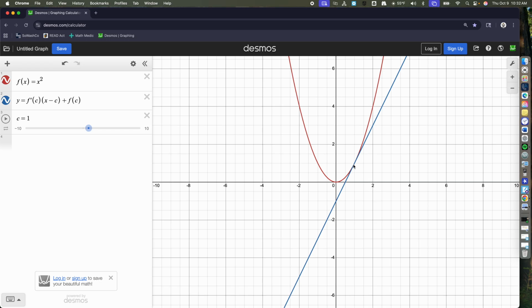So I currently have this set to show the tangent line at x equals 1. And on a parabola, the slope at x equals 1 is 2. And that's what this line is showing you. It's showing you a slope of 2. And so the way tangent lines work is they will touch the graph at exactly one spot only, and they will mimic and have the same slope as the curve.